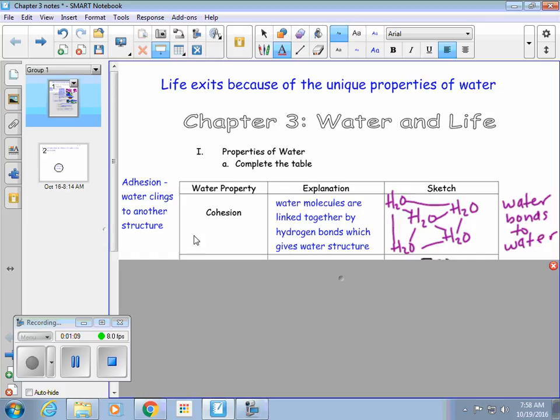It's important to understand also another term, adhesion. Adhesion is when water clings to other substances. We'll talk a lot about that when we do our plant unit later on. When water travels up the xylem vascular tissues of plants, it uses the process of adhesion. But adhesion is water sticking to things, and cohesion is water sticking to each other through those hydrogen bonds. And then I have a picture here of a bunch of water molecules all bonded together through hydrogen bonds.